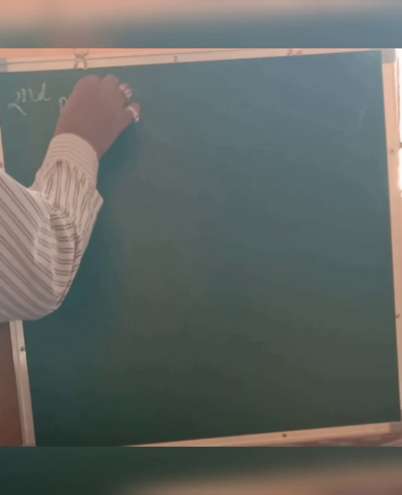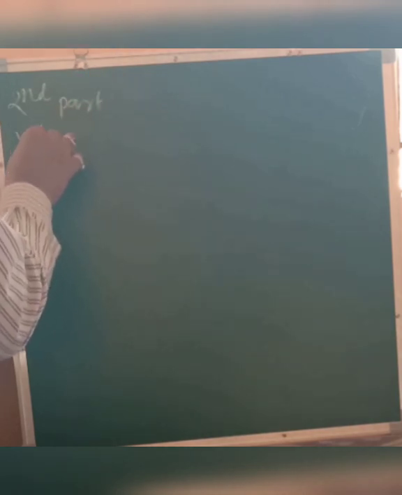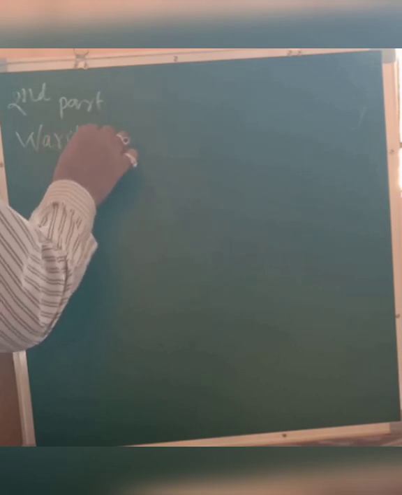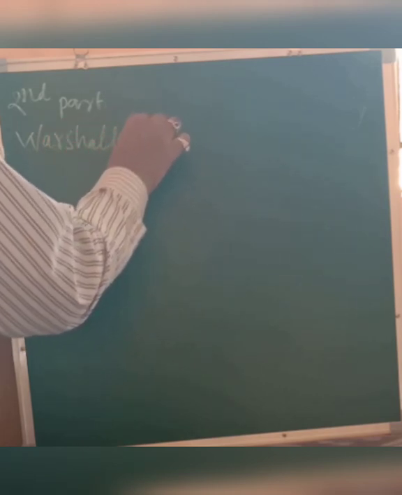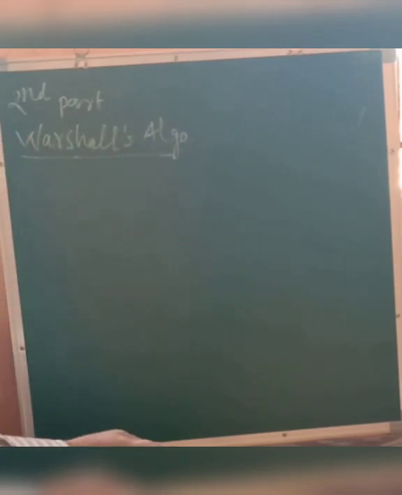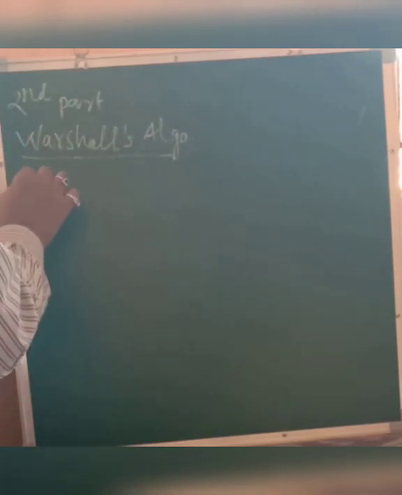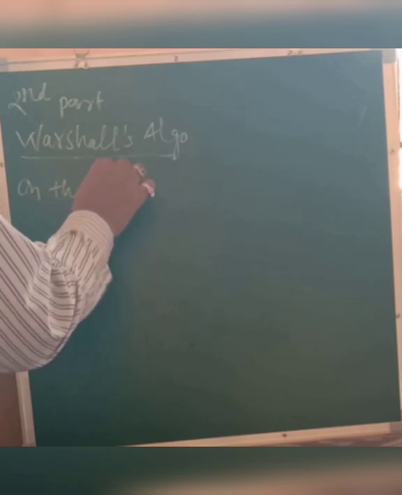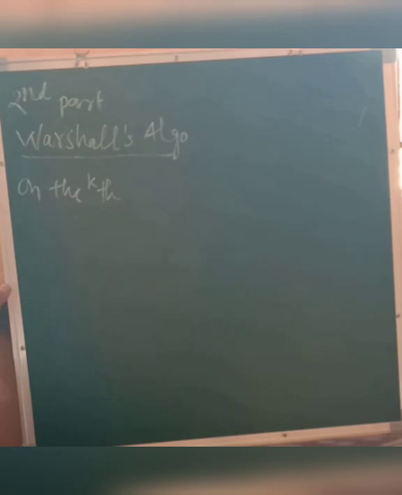So today we will see the second part of Warshall's algorithm. On the kth iteration, the algorithm determines if a path exists.